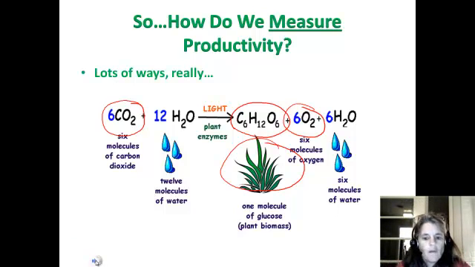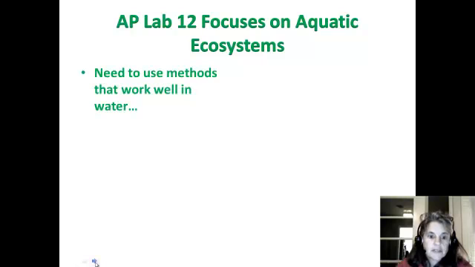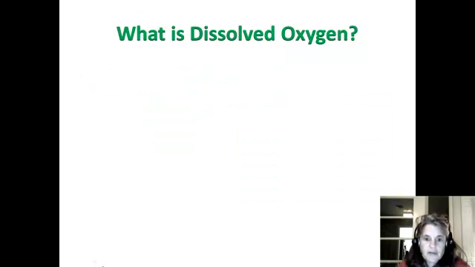But what we will do in this lab is we will be focusing on an aquatic ecosystem, which really does make water a very difficult thing to measure. Lab 12 does focus on aquatic ecosystems. So we need to use some kind of way to measure productivity that works well in water. And one of the easiest things we can measure is something called dissolved oxygen. They make little probes that you can see my students holding in their hands, and you can stick those probes in the water and measure how much oxygen is present very easily.